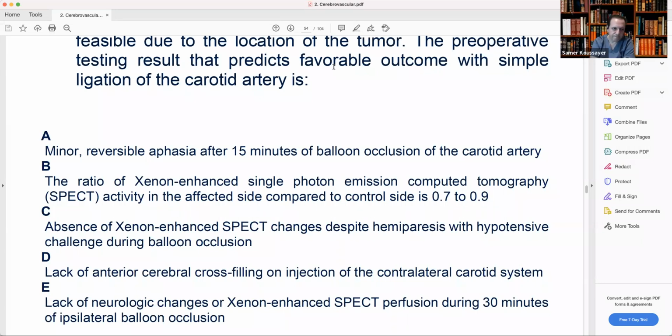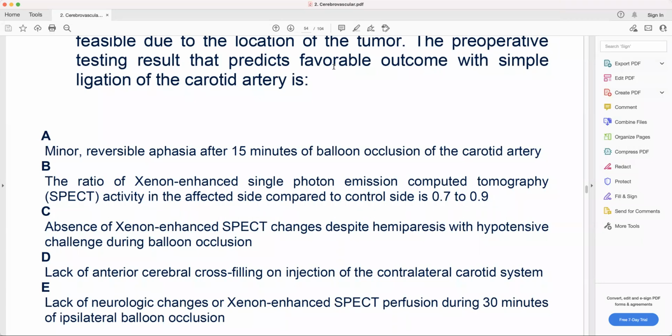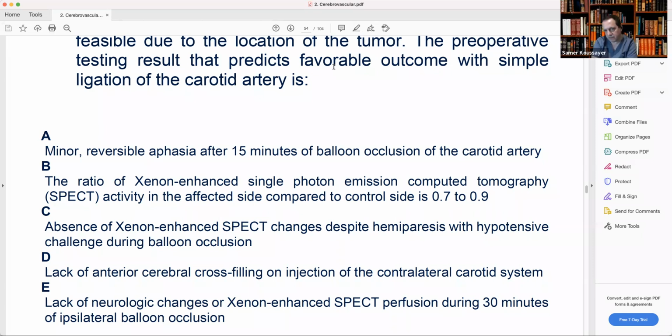So B, the ratio of xenon enhanced single photon emission computed tomography activity in the affected side compared to the control side is 0.7 to 0.9. What does it mean? When you see 0.7 or less than 0.9, that means the flow in that side is affected by the balloon. So this is a bad sign. He's looking for the favorable sign, the good sign.